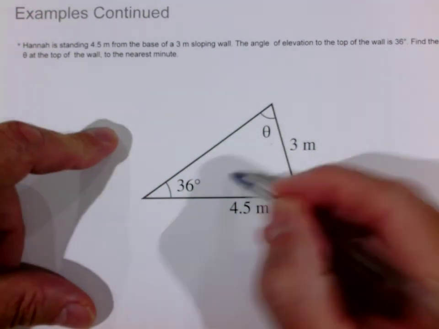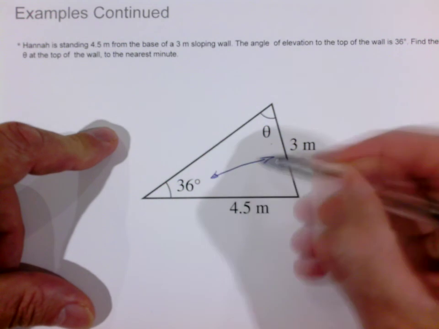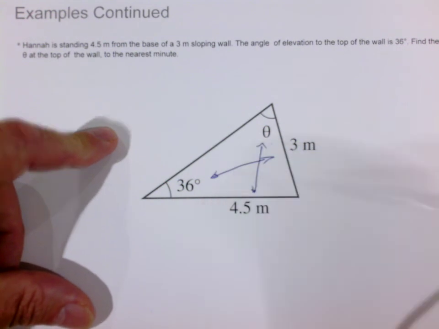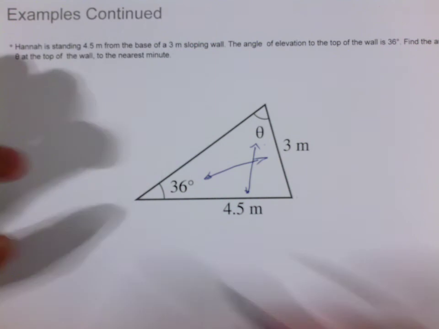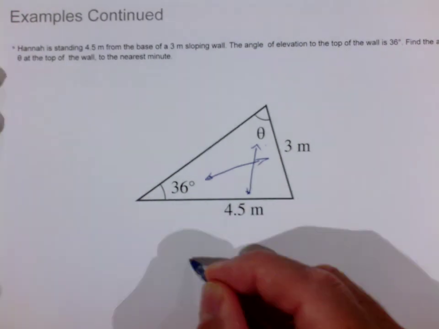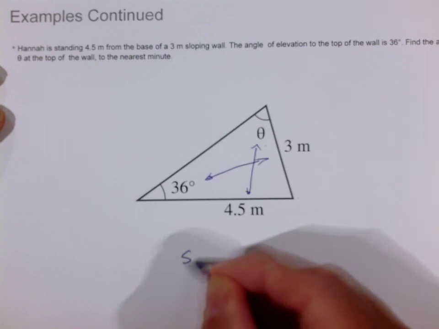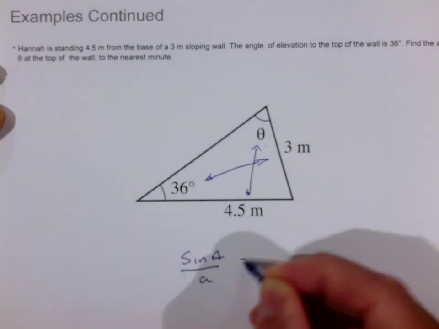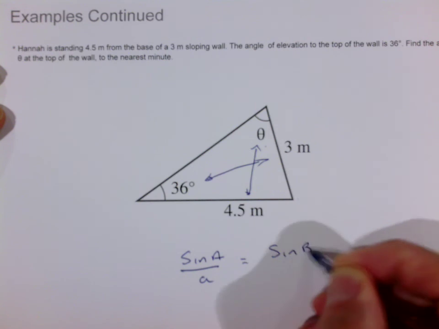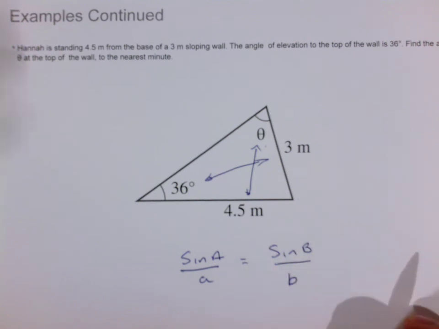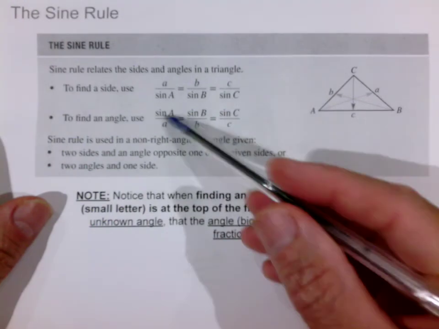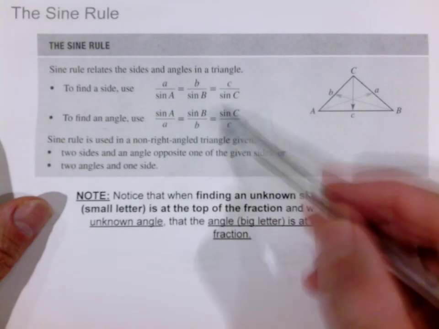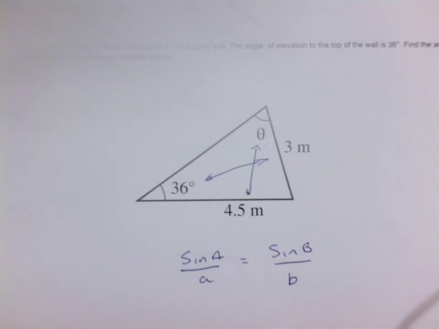So, use the pairs. I think the arrows are good. That goes with that, that goes with that. And then I'm finding a missing angle, so I write my rule down like this, don't I? This time, it's sine A over A equals sine B over B. And we talked about that at the start, that if you are finding a missing angle, you use the flipped version of it. It just saves you an extra step.